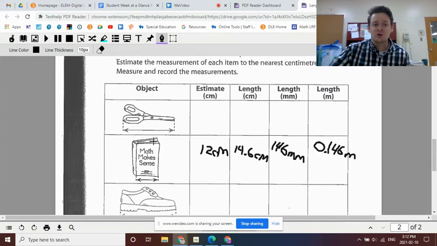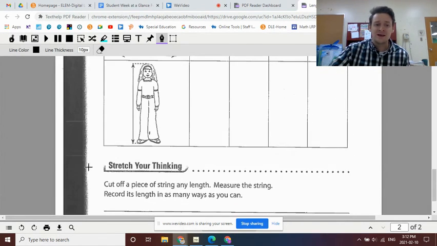You're going to do the same thing for a shoe, scissors, and yourself. See if you can figure out how to measure yourself.